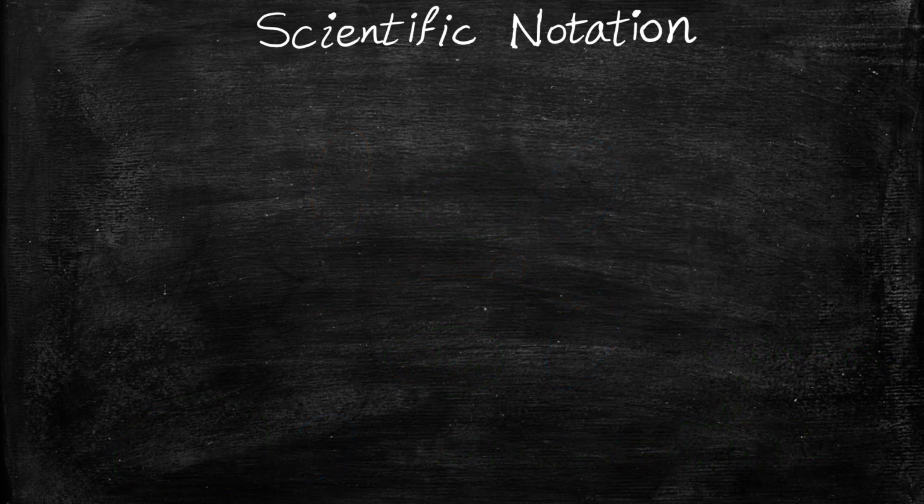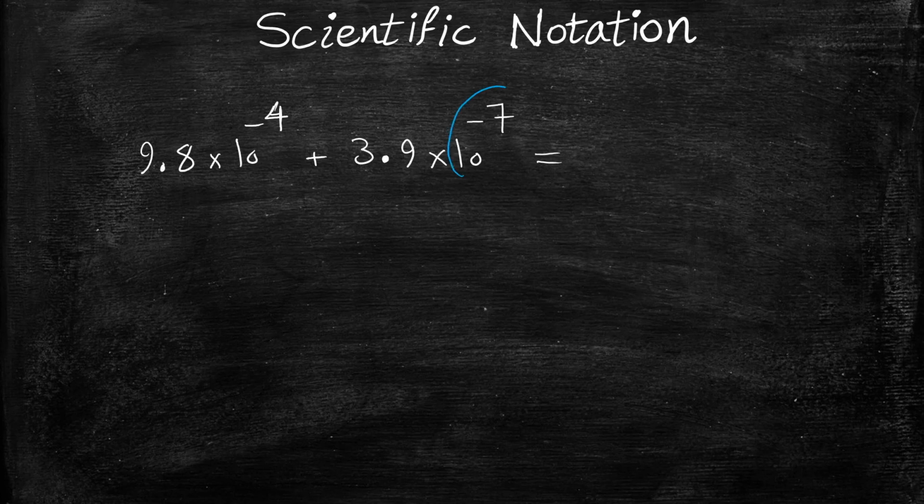Let's say 9.8 times 10 to the negative 4 plus 3.9 times 10 to the power of negative 7. Okay. Again, we can see that the exponents are not equal. One, we have power minus 4 and the other minus 7. They're not equal. So we have to convert them so that we can perform the addition.